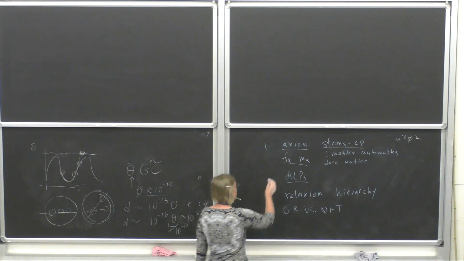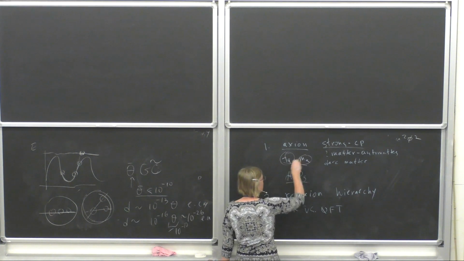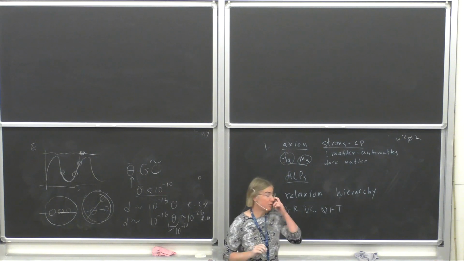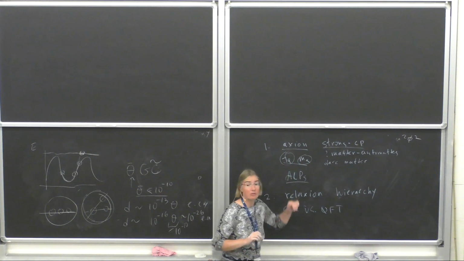Oh, f_a is the decay constant, and m_a is the axion mass. Okay, that's all it is. Essentially, that's your scale.